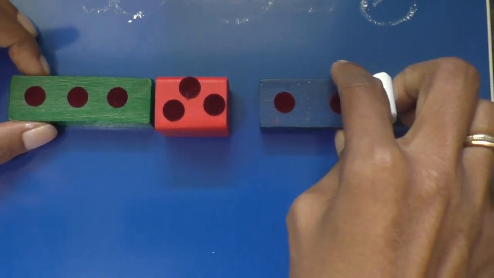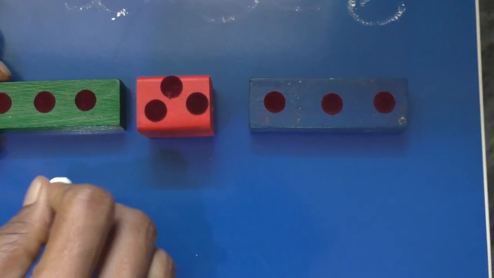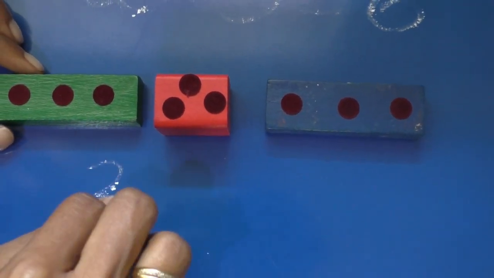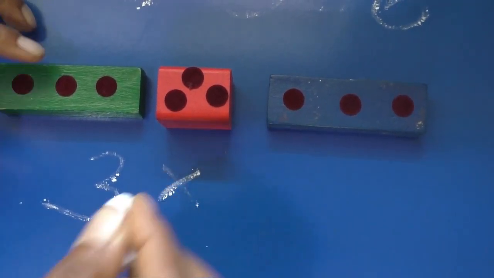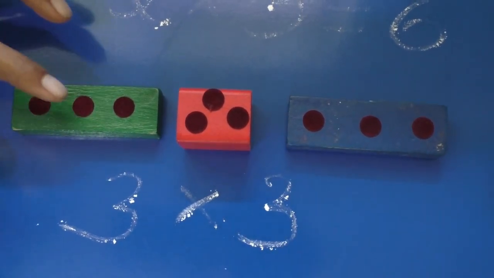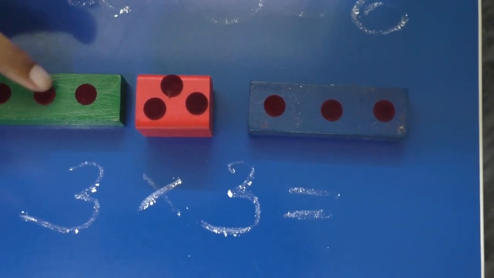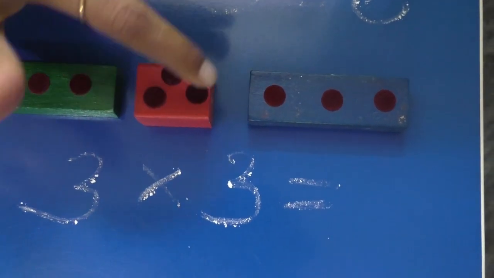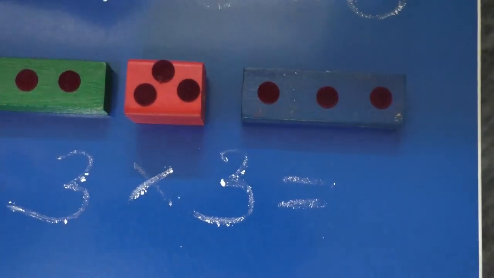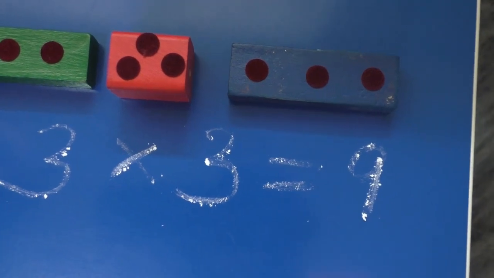Next, you can see we have 3 groups, that is 3 blocks. 1, 2, 3. 3 blocks. So 3 into 3 dots. 3 into 3 is how much? Let's count. 1, 2, 3, 4, 5, 6, 7, 8 and 9. So 3 into 3 is 9.